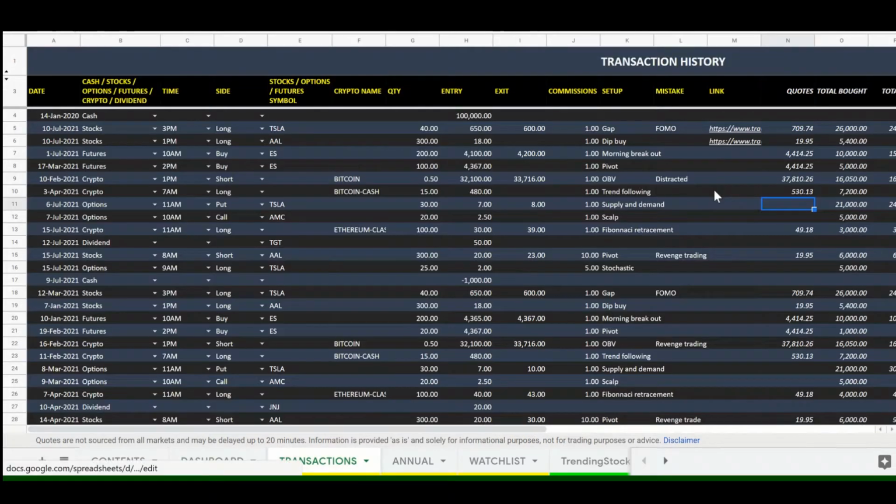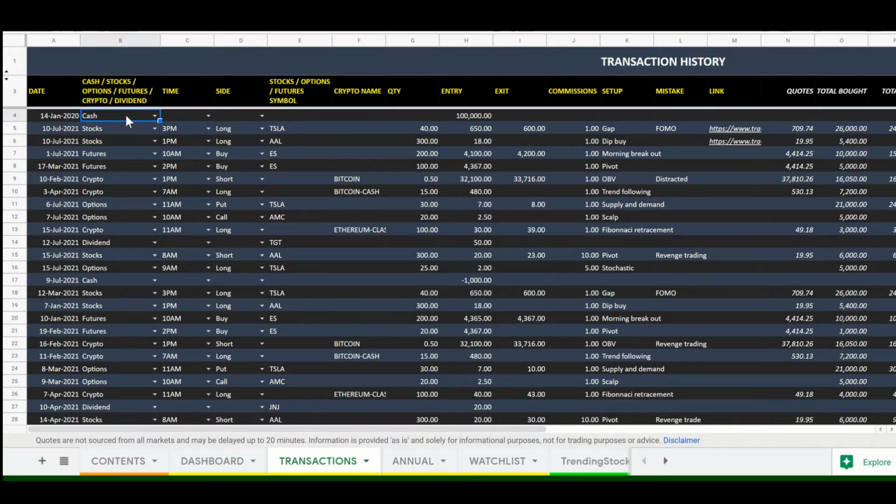So this is the main thing that you need to change. For example, I mentioned only the yellow ones are the ones that you need to change. In this case, all this yellow right here from date up to link are the columns that you need to change. So for date, you type in the date in this format.